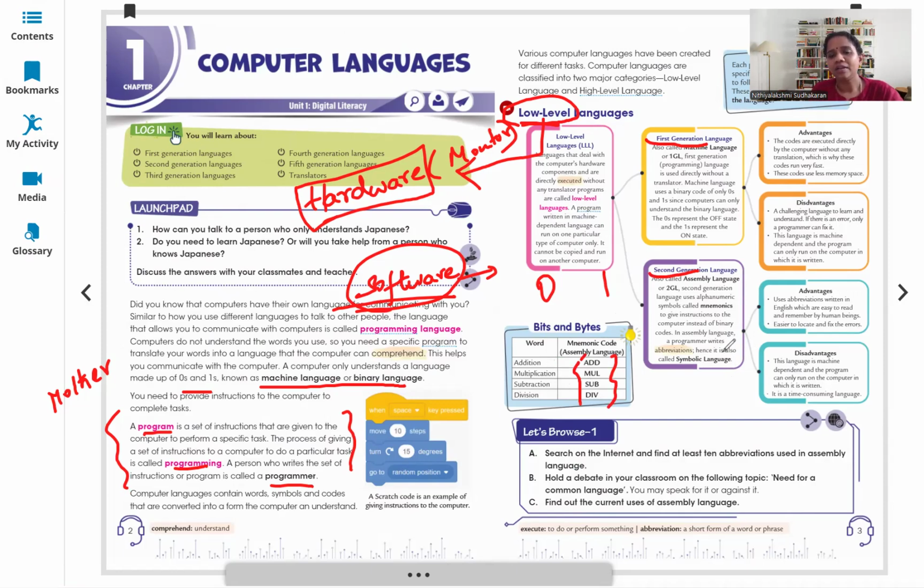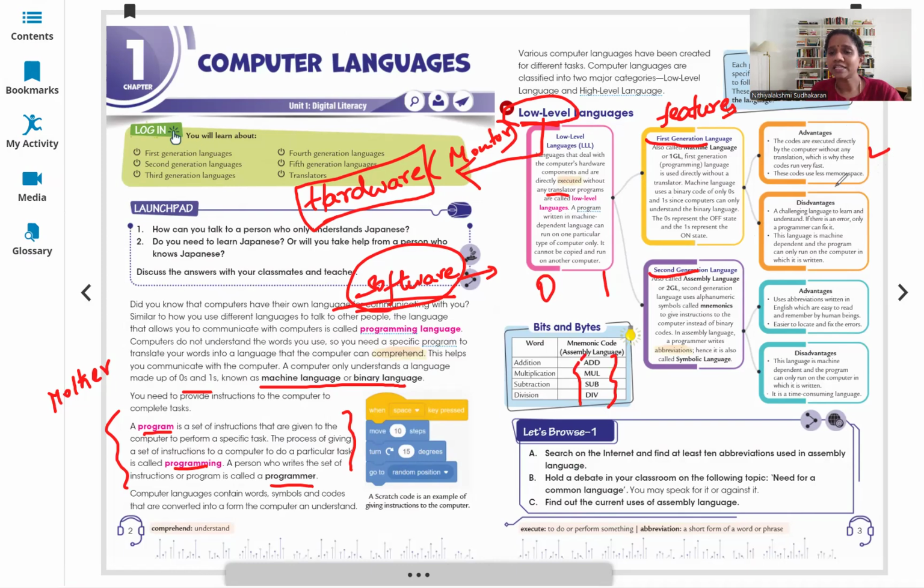The programmer who's writing needs to know the abbreviations of these, so this is also called a symbolic language. These are the features of that particular generation. And we had advantages and disadvantages in every generation of languages. Talking about the advantages, all the codes are executed directly by the computer without any translation. As mentioned here, there is no translator at all in these low level languages.